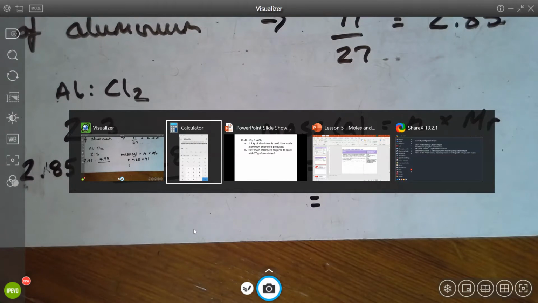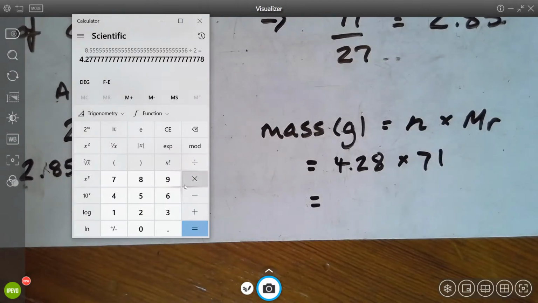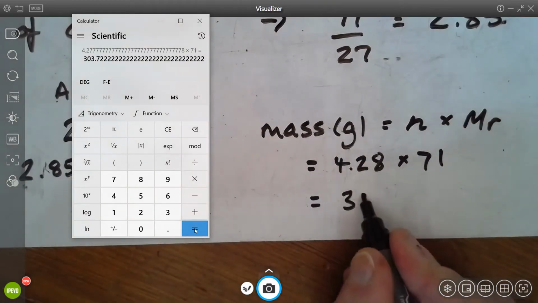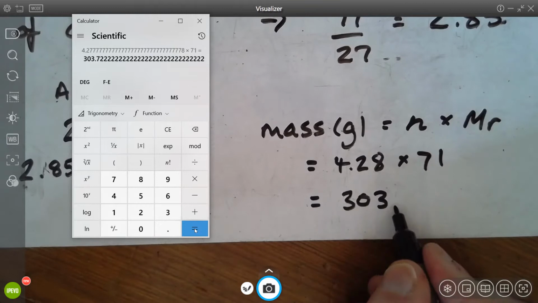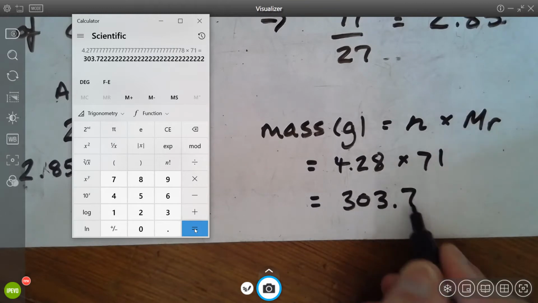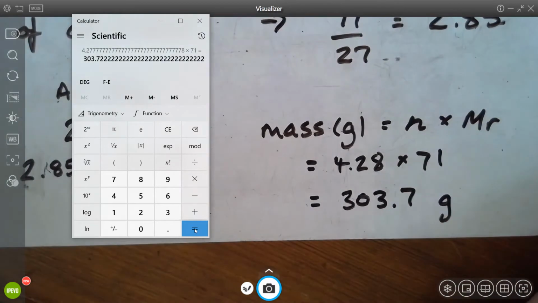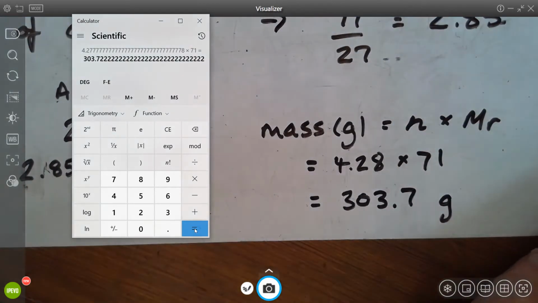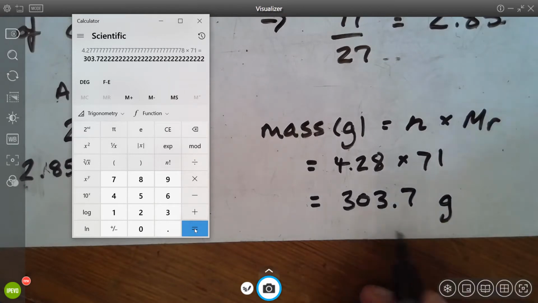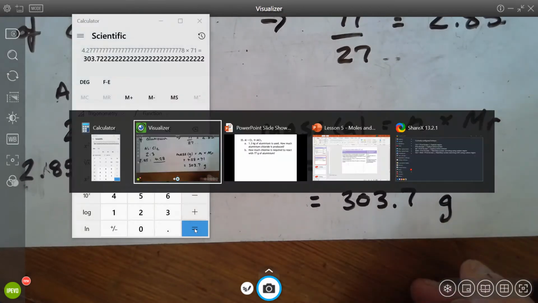So here we go. Notice on my calculator, I haven't rounded anything up on the screen. Please don't until the final answer, otherwise you may be out and you may not get the accurate answer. Here at the end, we can round up when we've done the whole calculation. 303.7 grams. So the question was, how much chlorine will we need to react with 77 grams of aluminium? We would need 303.7 grams of chlorine.